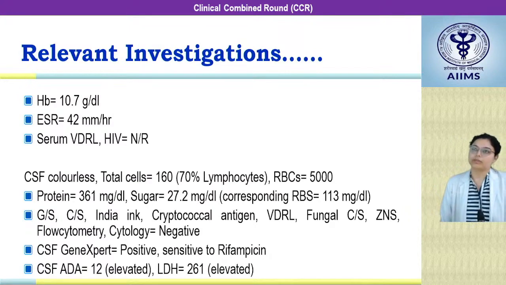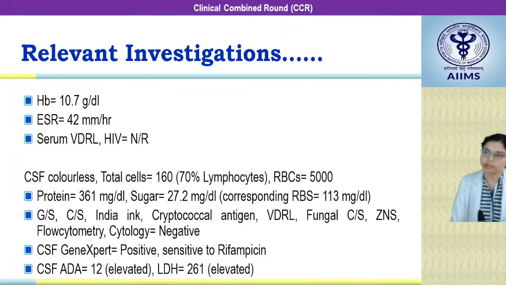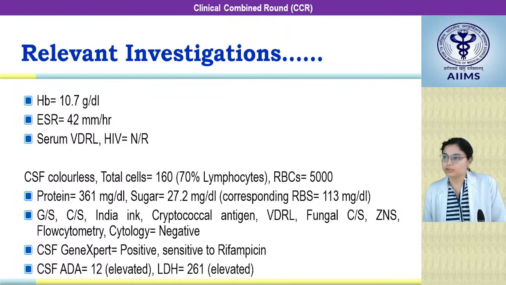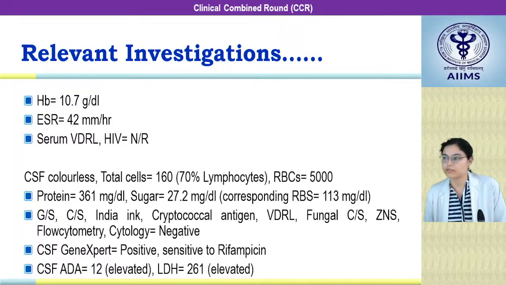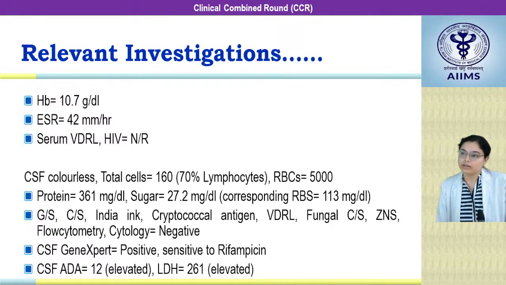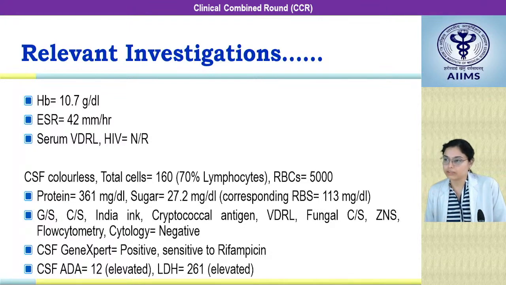So the relevant investigations done in her: in the blood investigation, her hemoglobin was on the lower side, ESR was 42. CSF showed 160 cells, 70 majority were lymphocytes. Protein was on the higher side, 361. Sugar was on the lower side, 27.2, with a corresponding RBS of 113. In her infective workup, all were negative except the CSF GeneXpert, which came positive and was sensitive to rifampicin.